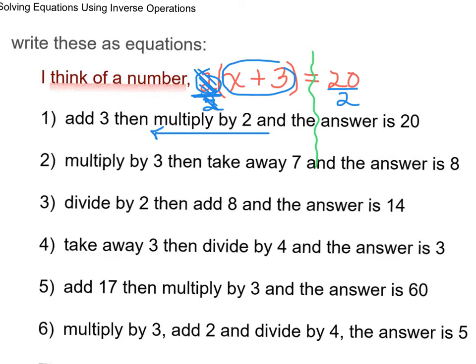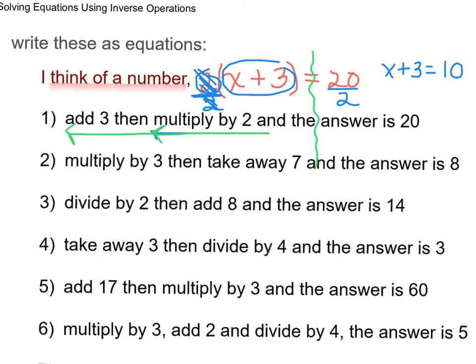Now on the left-hand side of that equation, I have x plus 3. And on the right-hand side of the equation, I have 20 divided by 2, which is 10. So I simplify each step as I go. All right, now I'm going to go back and look at that story again. The story said, add 3, then multiply by 2. So I've undone the multiply by 2. Now let's undo the add 3.